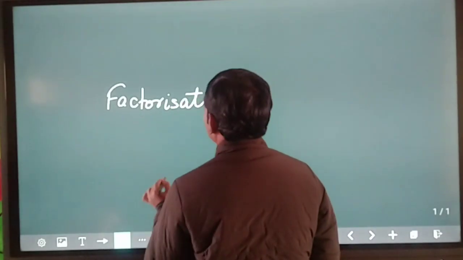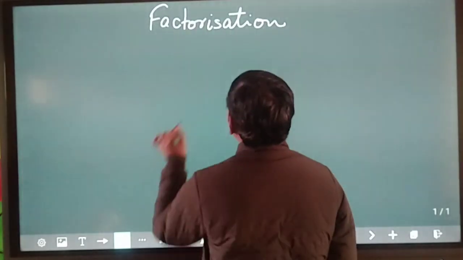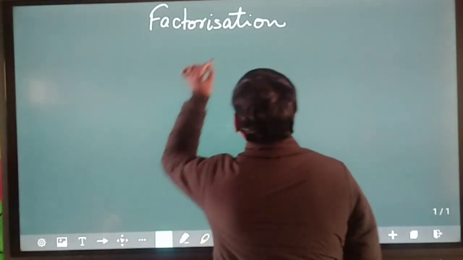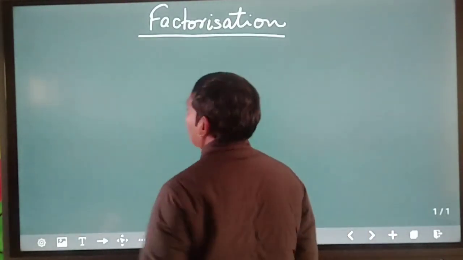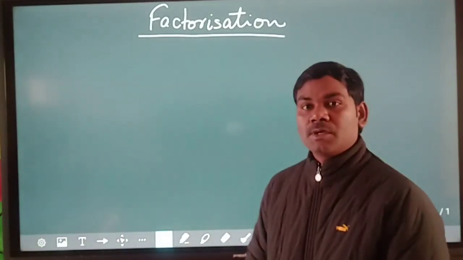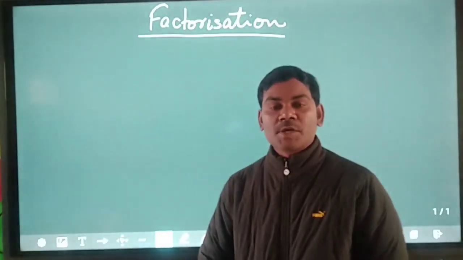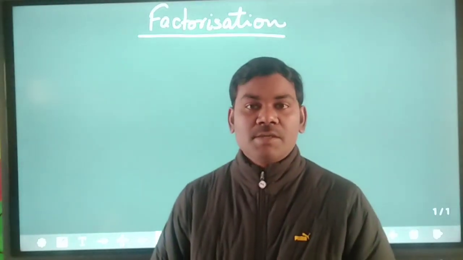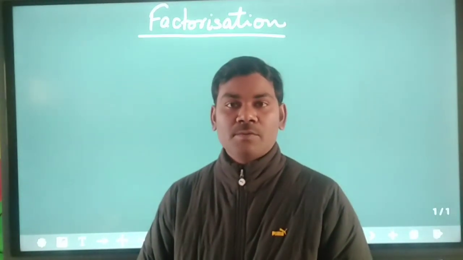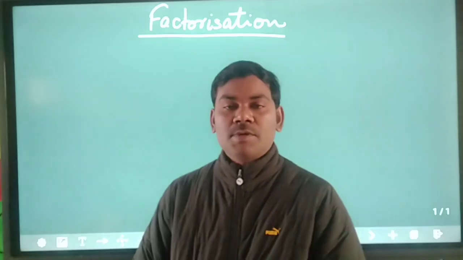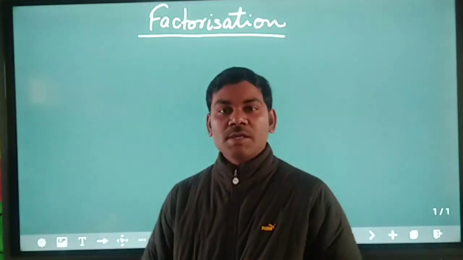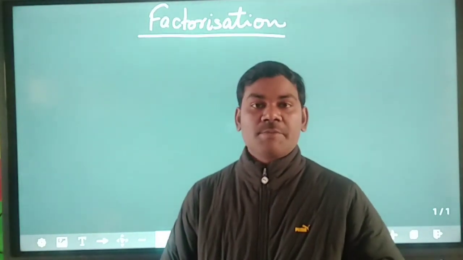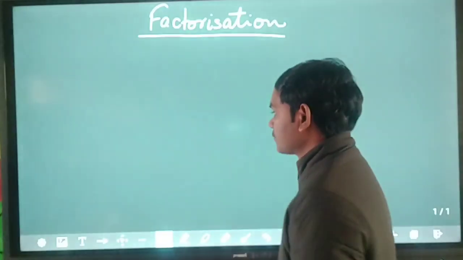So student, this is a very important and very interesting topic, which is called factorization. Let's understand what we mean by factorization. The word factorization means we have to break down any polynomial into its simplest form.